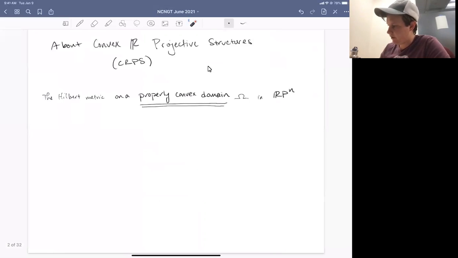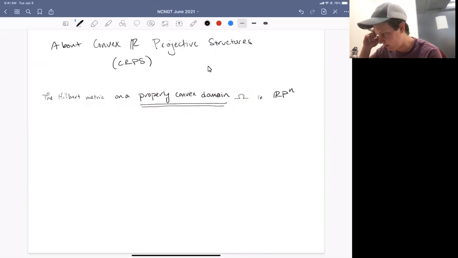Okay, so first, let's talk about convex real projective structures. If I ever write CRPS, that's what I mean. So I'll introduce them via their natural metric. So the Hilbert metric is defined on a properly convex domain, denoted omega, in real projective space. So what do these words properly convex mean?